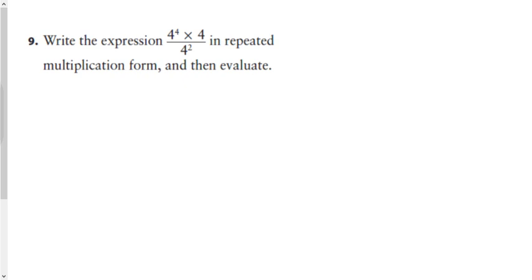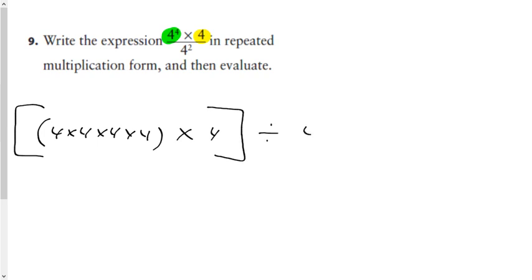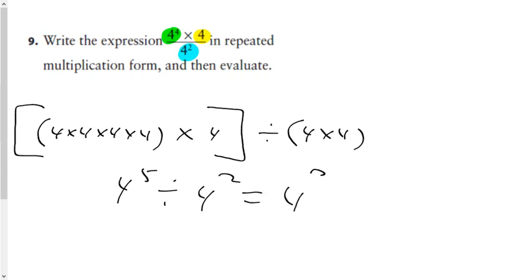Question 9, 4 to the exponent of 4 multiplied by 4 to the exponent of invisible 1 would be 4 times 4 times 4 times 4, which is this one right here, multiplied by 4, which is this one right here, in square brackets divided by 4 times 4, which would be this one right here. And evaluate it. So this would be 4 to the exponent of 5. Oh, that's not, that's 5 to the exponent of 5. 4 to the exponent of 5 divided by 4 squared. Without simplifying anything, I know it's going to be 4 cubed because I know my power laws. And therefore, 4 cubed is 4 times 4 times 4, which is 64.